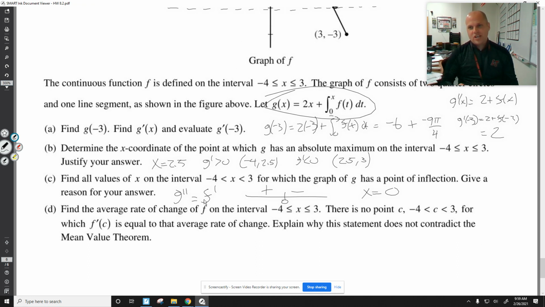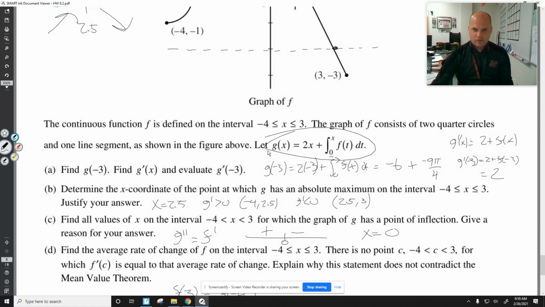Find the average rate of change. Okay, this is not find the average f. If it was find the average f, that's 1 over b minus a, integral from a to b of f. But it's average rate of change. This is when we go back to rates of change or slopes. Average rate of change is the slope of a secant. So we need f of 3 minus f of -4. Remember this formula for the slope of a line? This is the slope of the secant. This is the average rate of change.